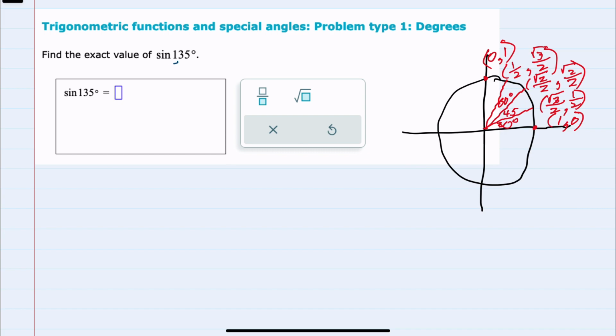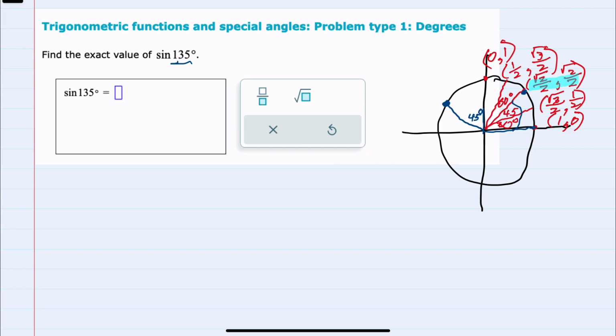And I see I have 135 degrees. So measuring from our positive x-axis here, 135 degrees would be 90 plus another 45 degrees. So 90 plus 45, that would be our 135, putting us right here on the unit circle. And from our symmetry, I can tell that that is directly across from this 45 degrees.